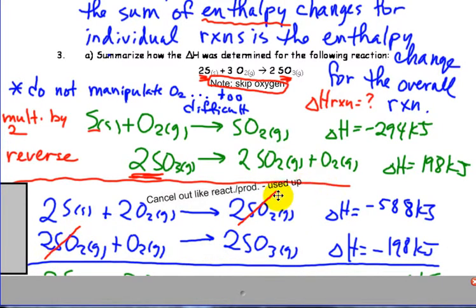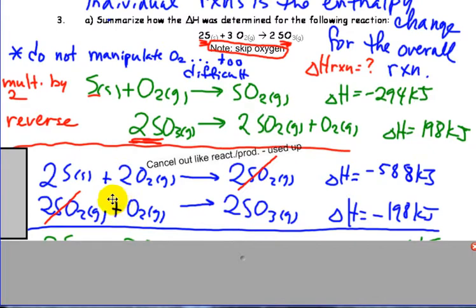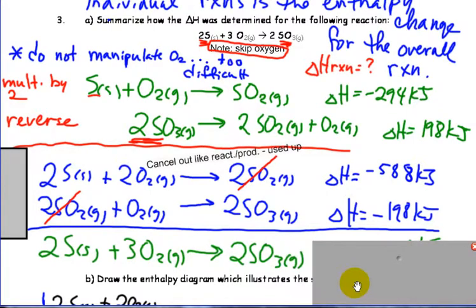So if they're on opposite sides and if they're equivalent, they can be canceled out. And interestingly enough, we're left with 2S, 2 oxygen plus 1 oxygen together make 3 oxygen, yields 2SO3. So that's what I want it to end up with. It's almost like you have the answer to the question, so that'll help you out.